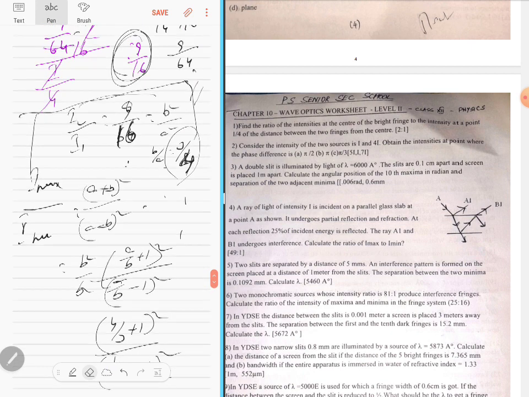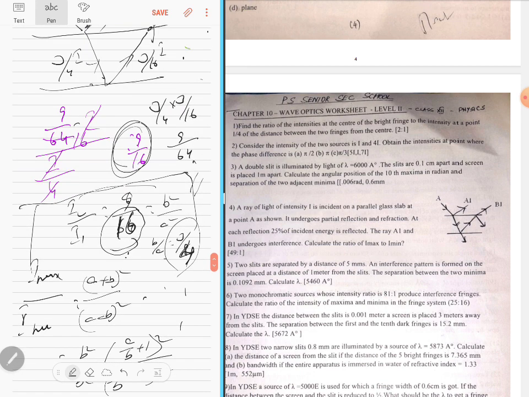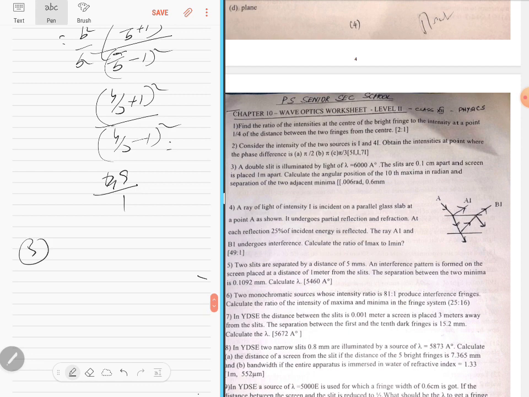Okay, I'm sorry guys, I made a mistake when I copied it as 64. It is 9 by 16. When I cancel it, you get the final intensity to be 9 by 16. I copied it as 9 by 64. That was the issue. Let's go to the next sum. So, fifth question.